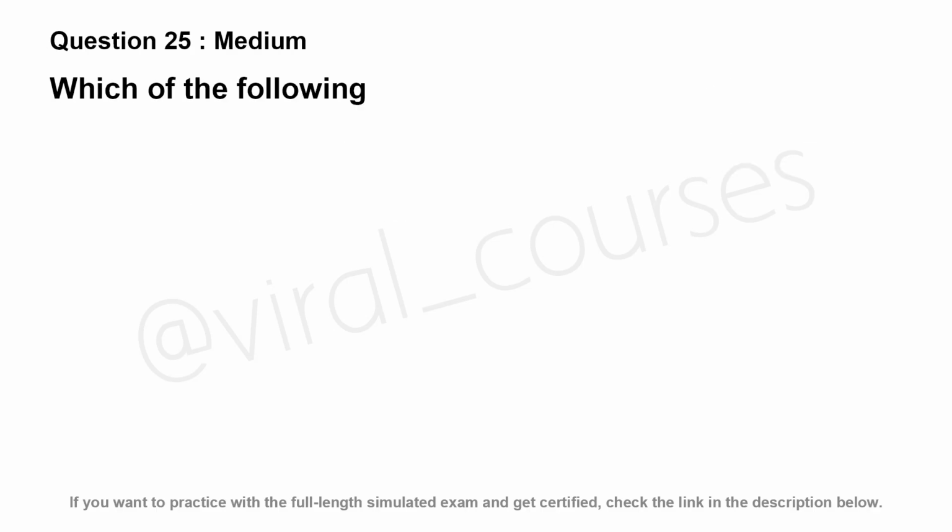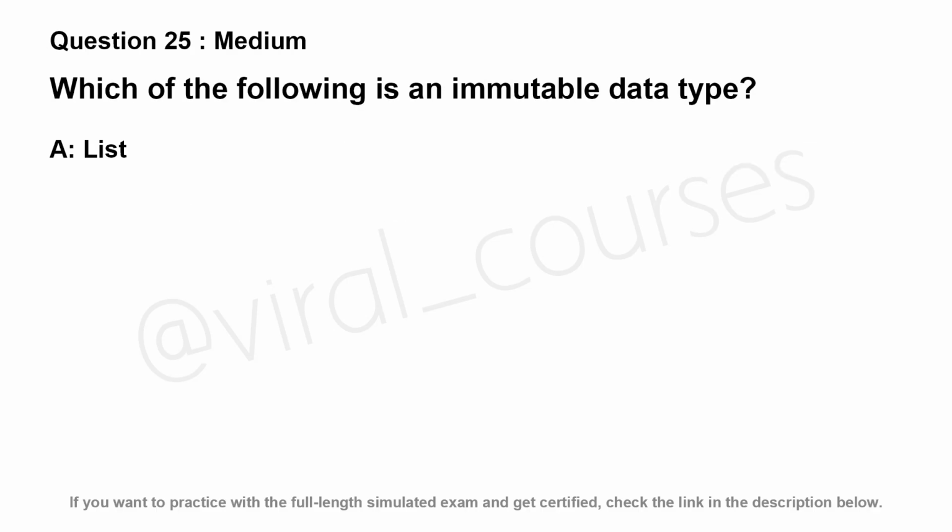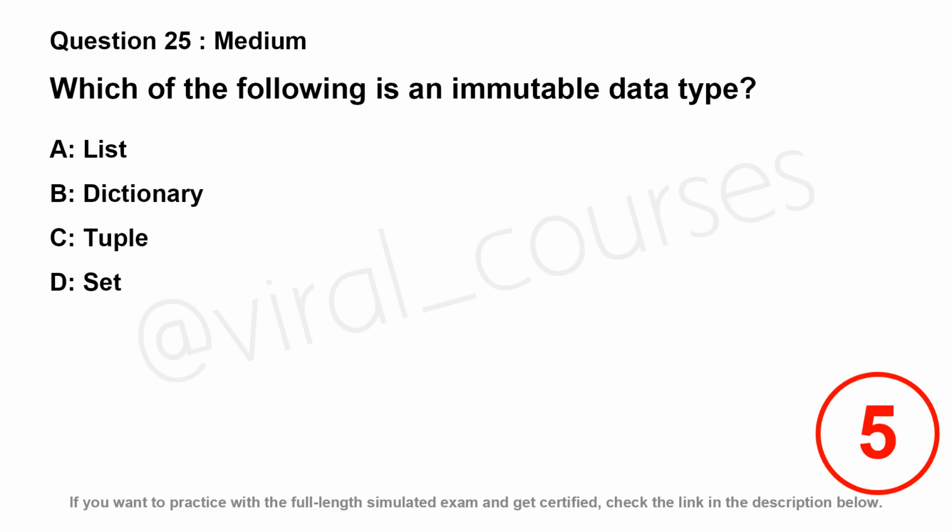Which of the following is an immutable data type? Option A. List. Option B. Dictionary. Option C. Tuple. Option D. Set.